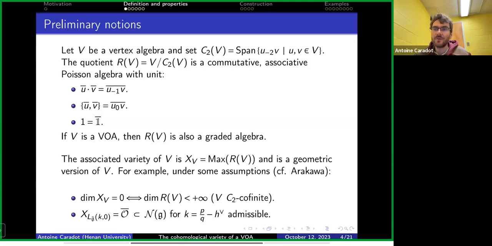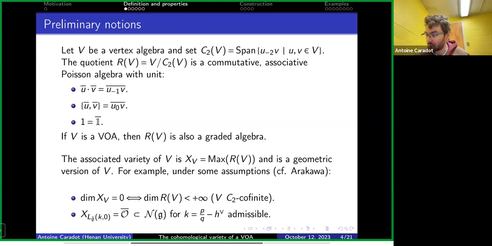So as I mentioned in the brief introduction, the associated variety is the geometric version of V. And so it has some interesting properties that you can read on the geometrical side to get details on the algebraic side. So for example, with some minor assumptions that I won't mention here, there is an equivalence between the dimension of the associated variety of V being 0 and the C2 algebra being finite dimensional, so the VOA being C2 cofinite.